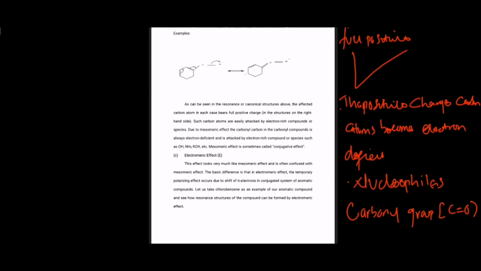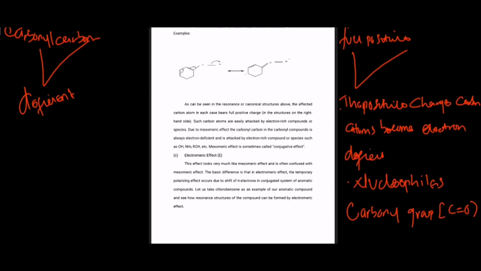Altogether, they are a very good example explaining what I'm saying. The carbonyl group, because if you check the carbonyl group, due to their mesomeric effect, you get to find out that the carbonyl carbon is always electron deficient. And since it is always electron deficient, it is strongly attacked by the nucleophile.